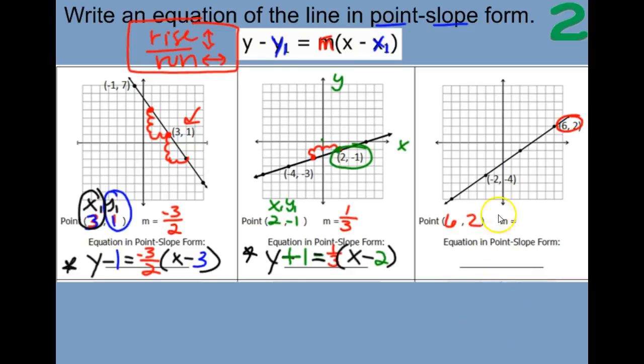So I'm going to first count my slope. Doesn't matter which 2 points you pick. I'm going to pick these 2. I'm counting up, rising 1, 2, 3, and then running over 1, 2, 3, 4. So my slope is 3 over 4.